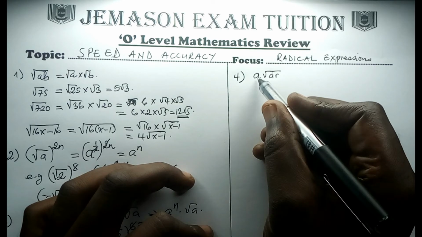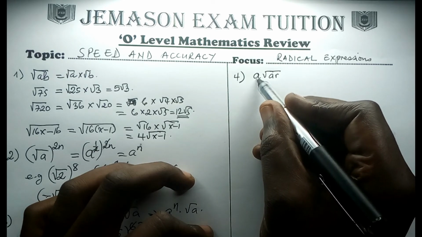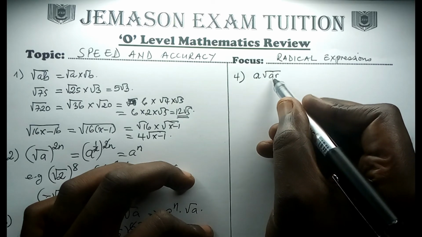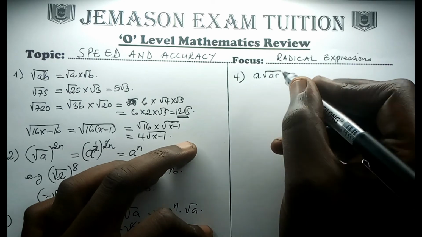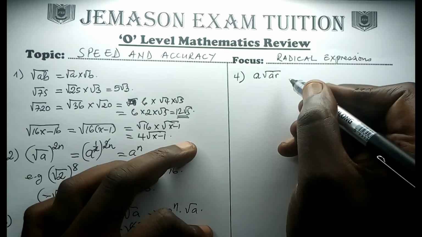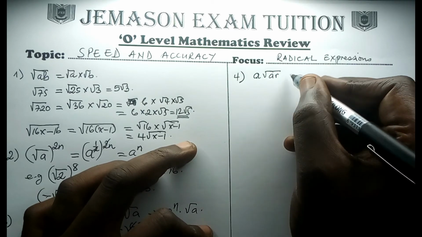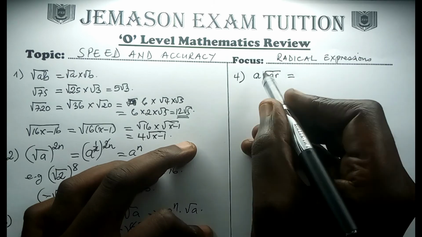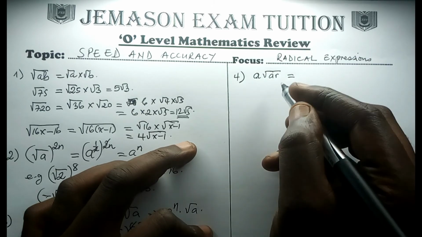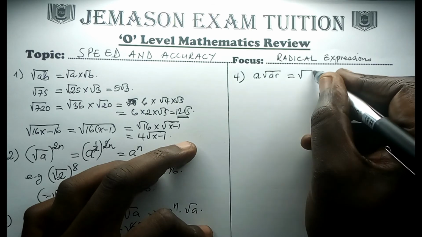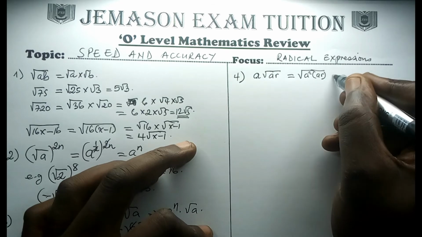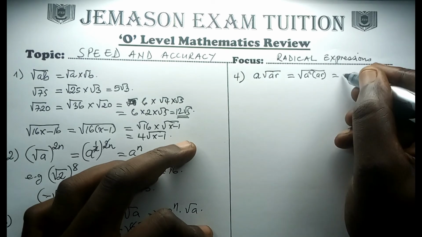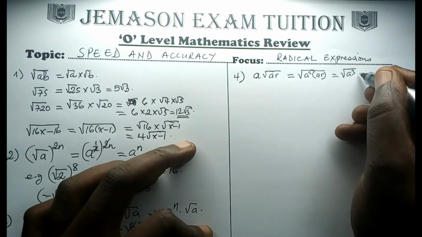There is a variable outside the root sign, and the variable is also inside the root sign. Normally, to solve this, the shortcut is simply to square the a and send it inside the root sign. So I will get a squared into ar, and that simply gives me the root of a cubed r.